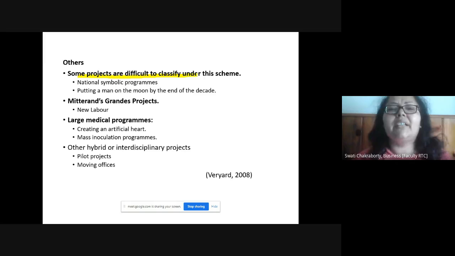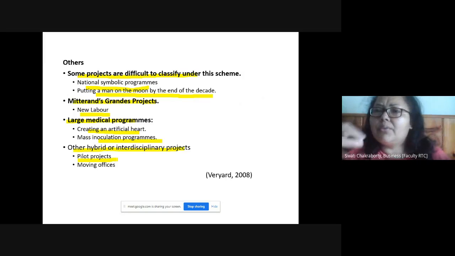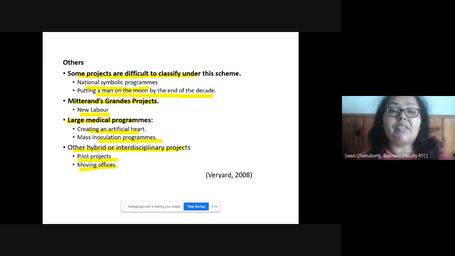Some of these projects are very difficult to classify. Say national symbolic programs, like putting a man on the moon by the end of the decade. That's one. Second type is mega projects, say large medical programs, like creating an artificial heart or mass inoculation programs. And there can be other hybrid or interdisciplinary projects, and pilot projects. Pilot projects are where you do a sample survey of the actual project, involving different aspects and disciplines. Moving offices involves a lot of things.